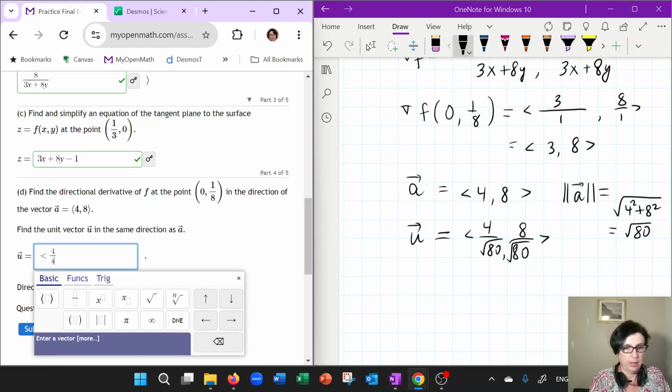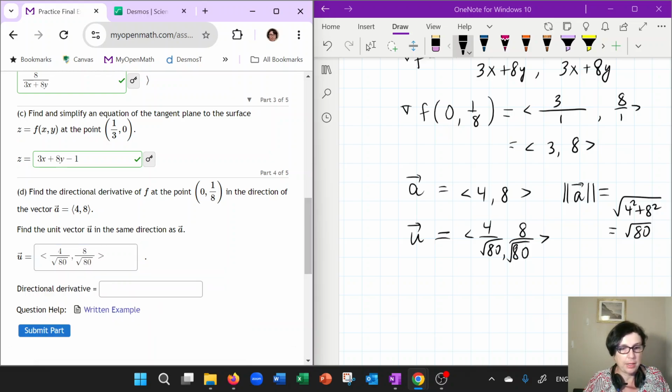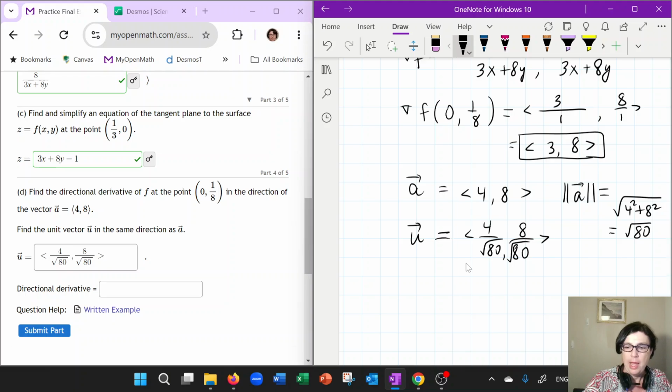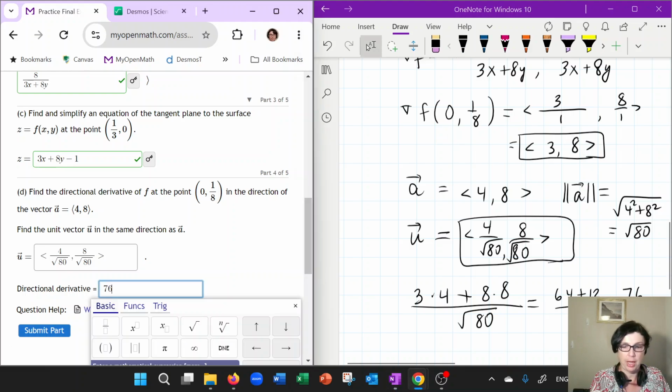So let's put that in there. Okay, and then directional derivative is going to be the dot product of the gradient and this unit vector. So the dot product, remember, is just a number. So this is 3 times 4 plus 8 times 8, and then the whole thing will just be divided by square root of 80. So it looks to me like that's 64 plus 12, right? 64 plus 12 divided by square root of 80, and I think that's 76 divided by square root of 80. So that's directional derivative. Remember that this is just a number.